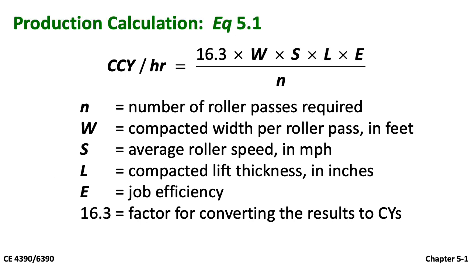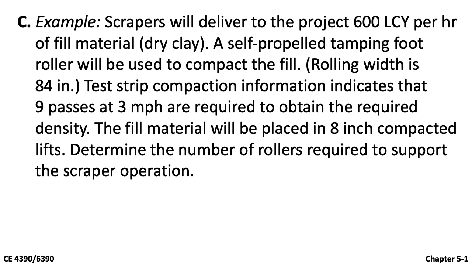To estimate production, you need to use equation 5.1 as discussed earlier. Let's see what are given. We got the rolling width of 84 inches. The number of passes and the speed are given as 9 passes and 3 miles per hour respectively. The compacted lift's thickness is 8 inches.